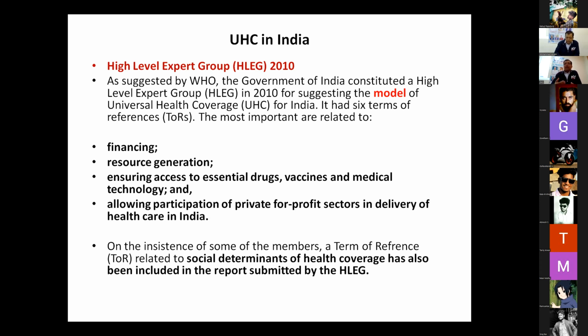Under which terms and conditions this private or for-profit associate organizations could provide the services, that was also one of the terms of reference. And the committee members on their own basically included one more important factor there, that was the social determinants of health coverage, right? That was not initially proposed by the government, but the members included this term of reference.